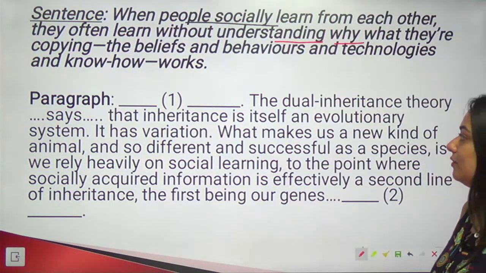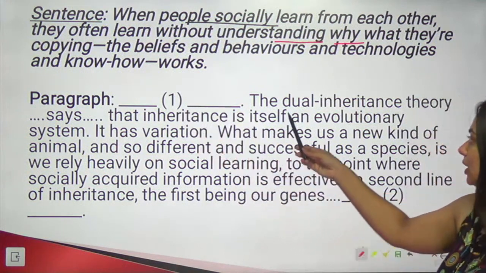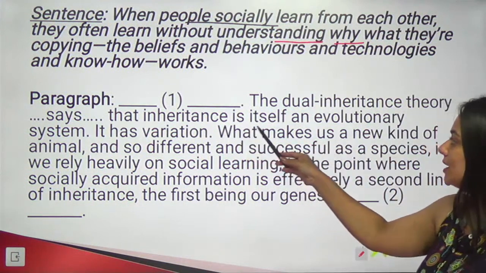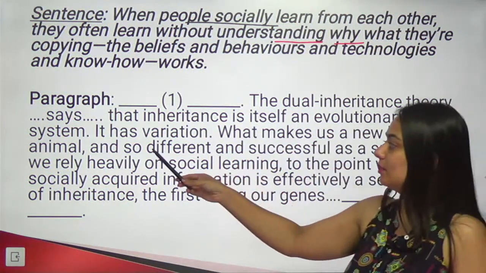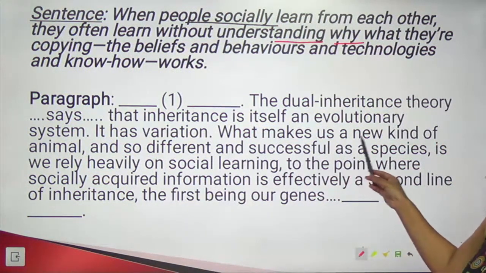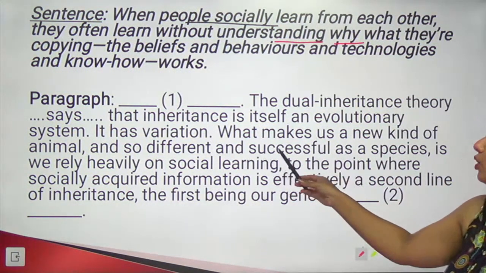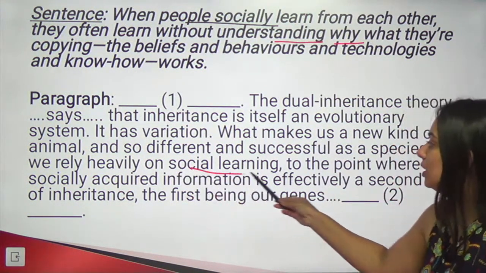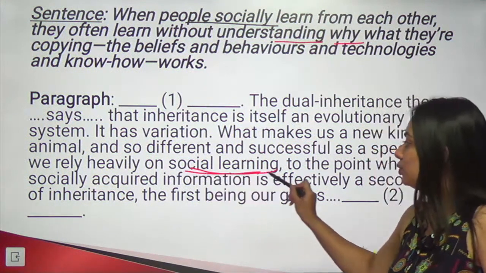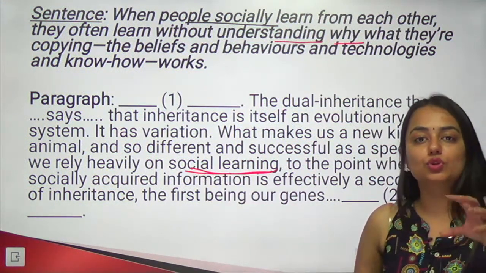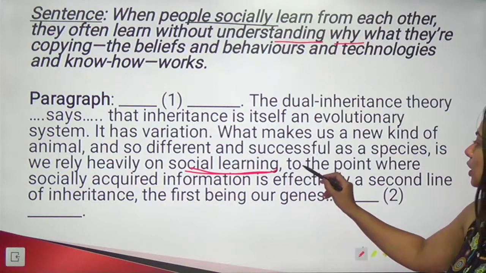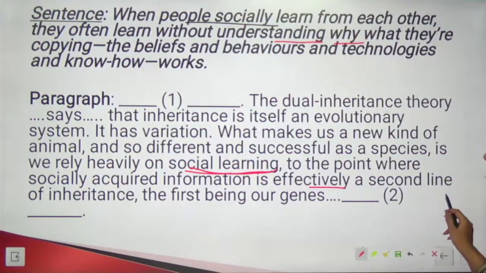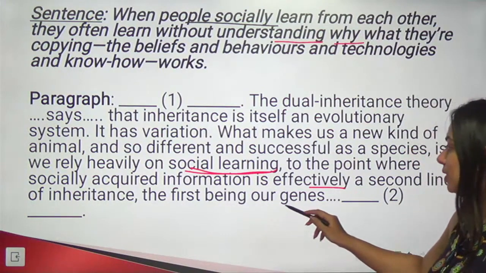So let's read the paragraph now. A blank initially. The first blank. The dual inheritance theory says that inheritance is itself an evolutionary system. It has variation. What makes us a new kind of animal and so different and successful as a species is we rely heavily on social learning. So humans are believed to be most social beings, unlike the animals, to the point where socially acquired information is effectively a second line of inheritance, the first being our genes.